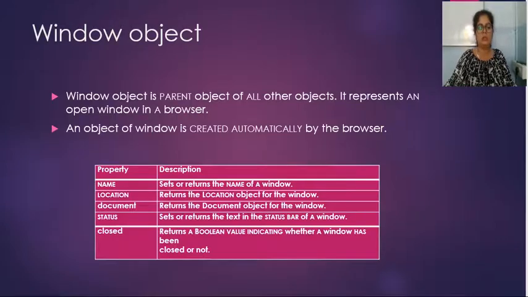Now let's start with the first object, the window object. The window object is one of the main objects of JavaScript, and it is the parent object of all other objects. It is the master object of all other objects. I hope you know what a window is. A window is whatever you see on the desktop. Now what is a browser window?